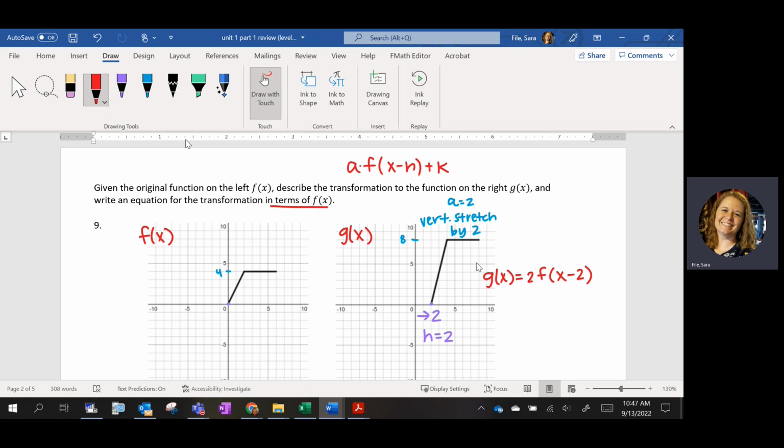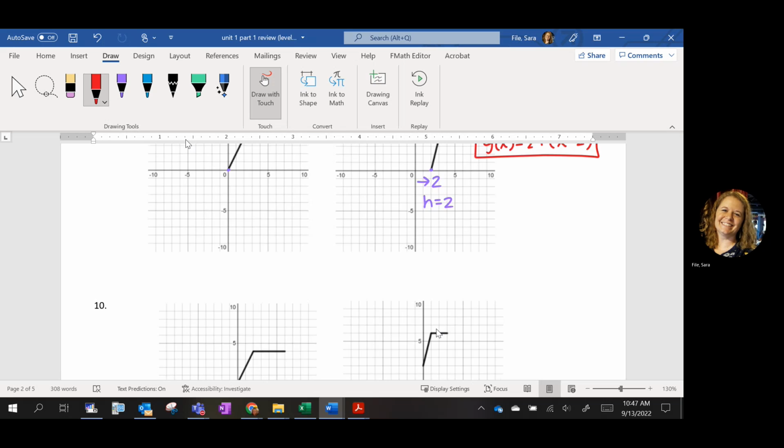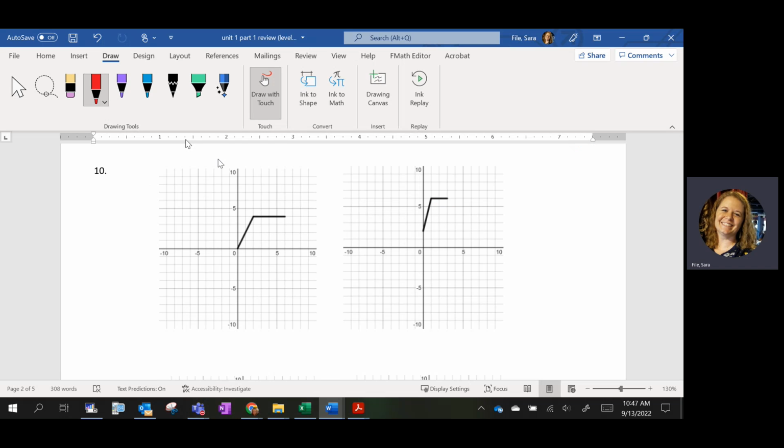Now, does that make sense? So that's what we're doing here. Okay, so we started with f of x on the left, and we went to g of x on the right. This one started at the origin. Now it's starting up here at 2. So this has gone up 2. That's K. K is your up or down shift, your translation.